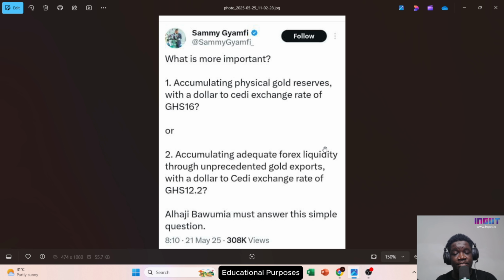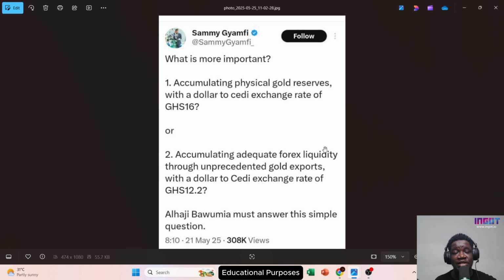And I'm thinking that maybe the previous government was using that as collateral. So when they have more in the reserve, they use that to go and bargain or look out for loans and all of that. But in the second point, he said, accumulating adequate forex liquidity through unprecedented gold exports with a dollar to cedi exchange rate of 12.2. Alhaji Bawumia, who was then the vice president of the previous government and its recent flag bearer, must answer this simple question.